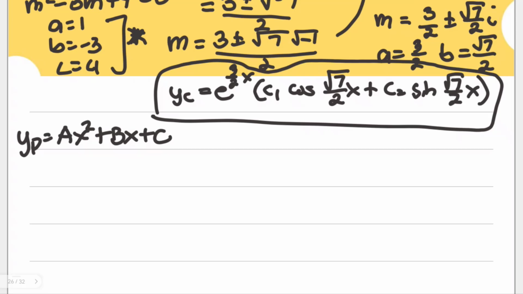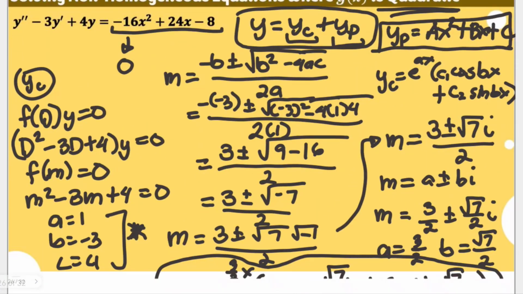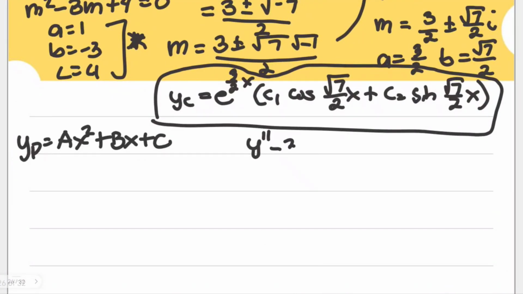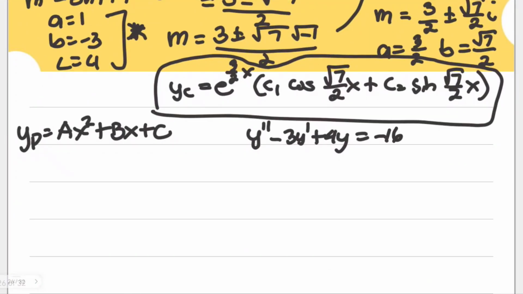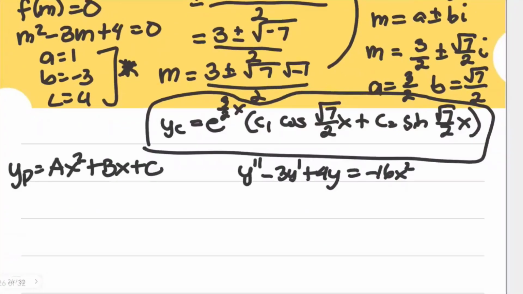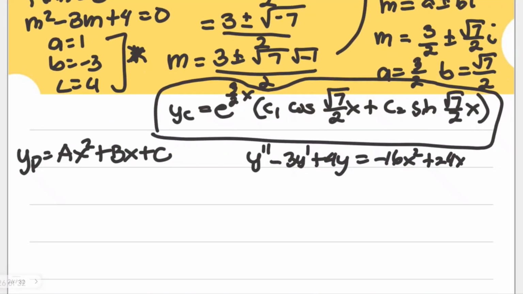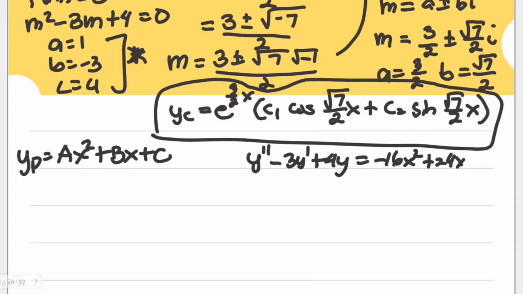Now, to continue this, let me rewrite the given. Minus 3, the first order derivative, plus 4y is equal to negative 16x squared plus 24x minus 8.